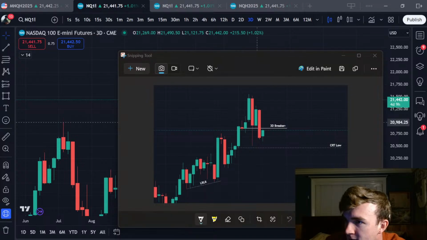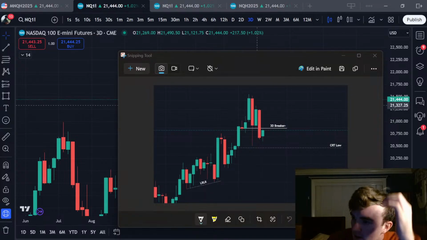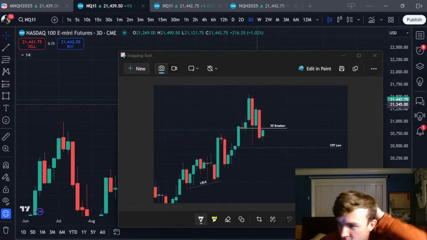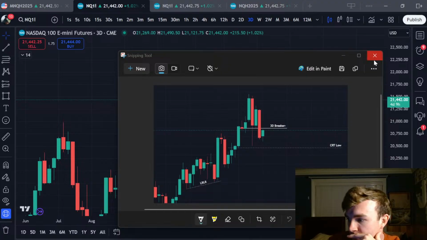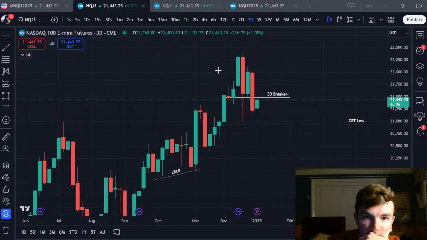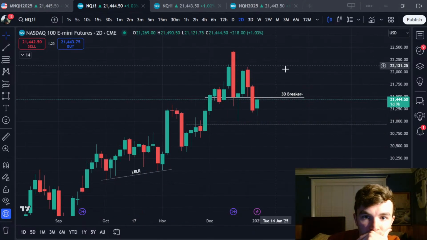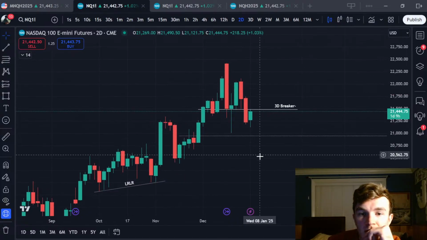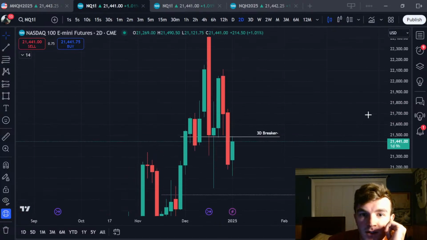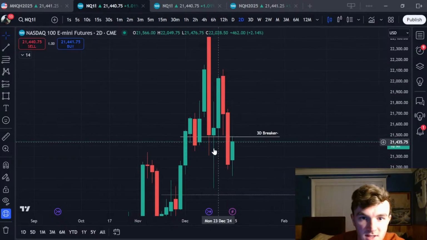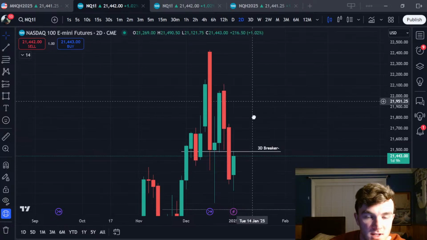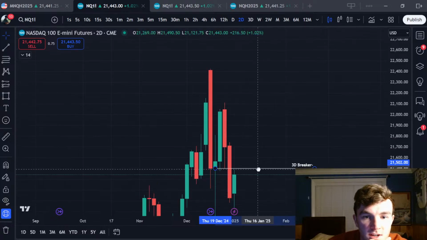Market opened, I think. I'm wondering if we're gonna get one final fake out into the order block because we haven't actually gone into the order block yet. I mean, on the 2 day, it becomes a little more obvious what we're looking at because this isn't really like a 3 day breaker. This is just a giant order block right here.